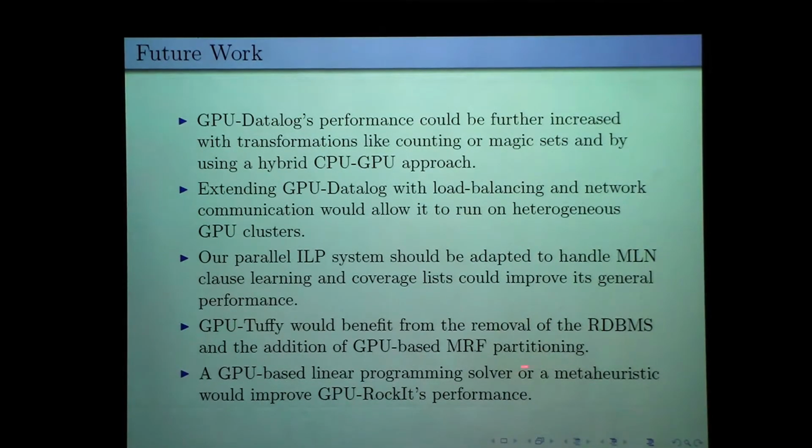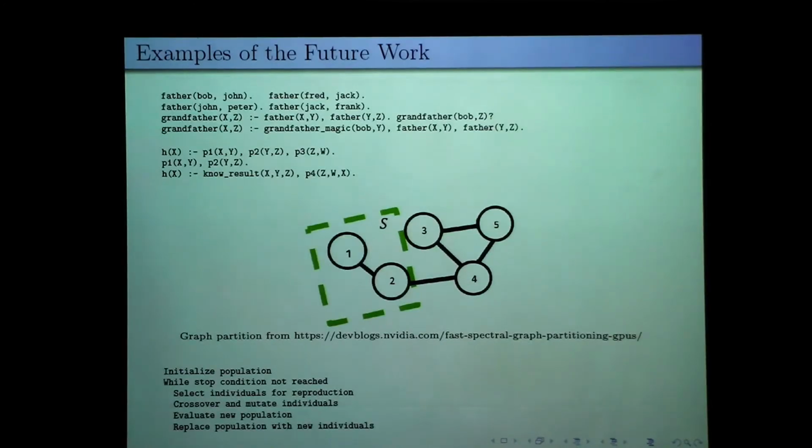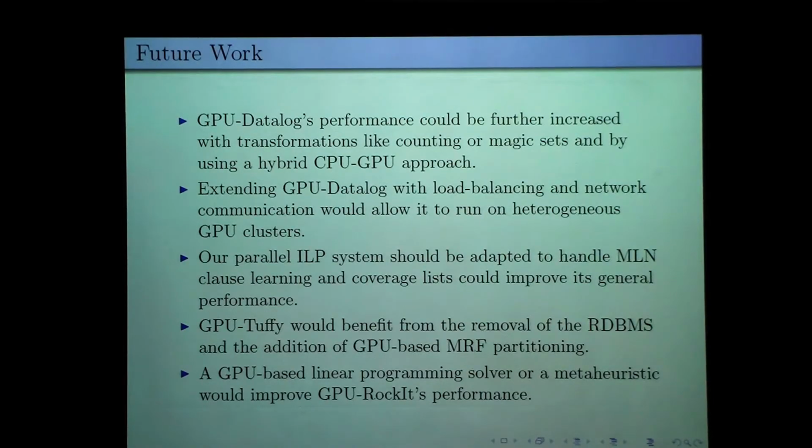GPU Tuffy would benefit from the removal of the database manager of Postgres, because right now it's only in charge of communication. It doesn't really serve the same function as it did on normal Tuffy. And also the partitioning problem on the Markov random field is complicated. The GPU could be used to solve it. Here we have a very small example, but it's the same general idea. The Markov random field represents a graph, and the graph usually has non-connected components or weakly connected components. And the idea is to find the non-connected components and the weakly connected components to perform the partition. But in a graph with millions of nodes and vertices, it's a very difficult problem.